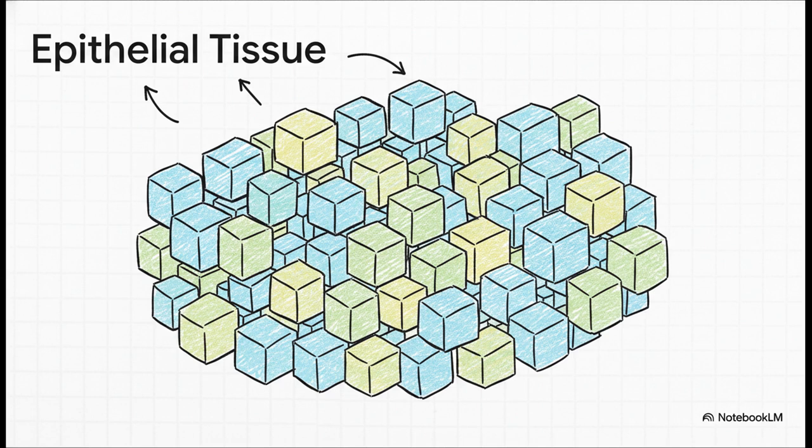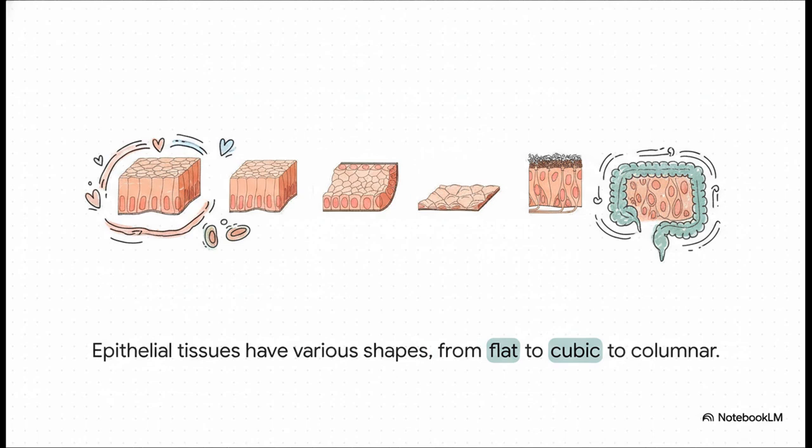We're talking about your skin shielding you from the world, or the lining of your stomach protecting you from your own acid. And this is a brilliant example of how form fits function. It's not a one-shape-fits-all material. You get these flat, tile-like cells where things need to pass through easily, like in blood vessels. You get cube-shaped cells in places like the kidneys, and these tall, column-like cells in your intestines that are perfect for absorption. The architecture is just perfectly suited to the job.